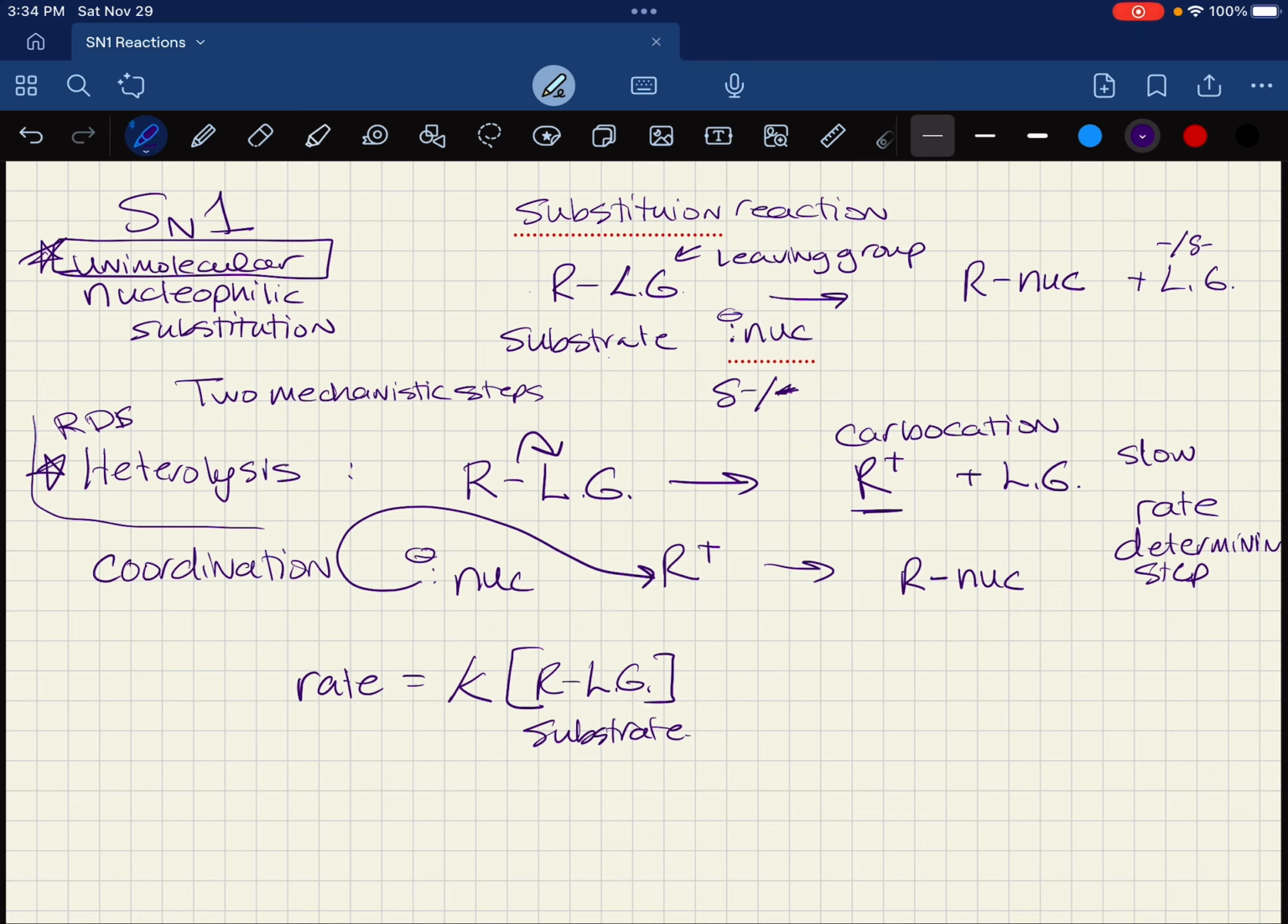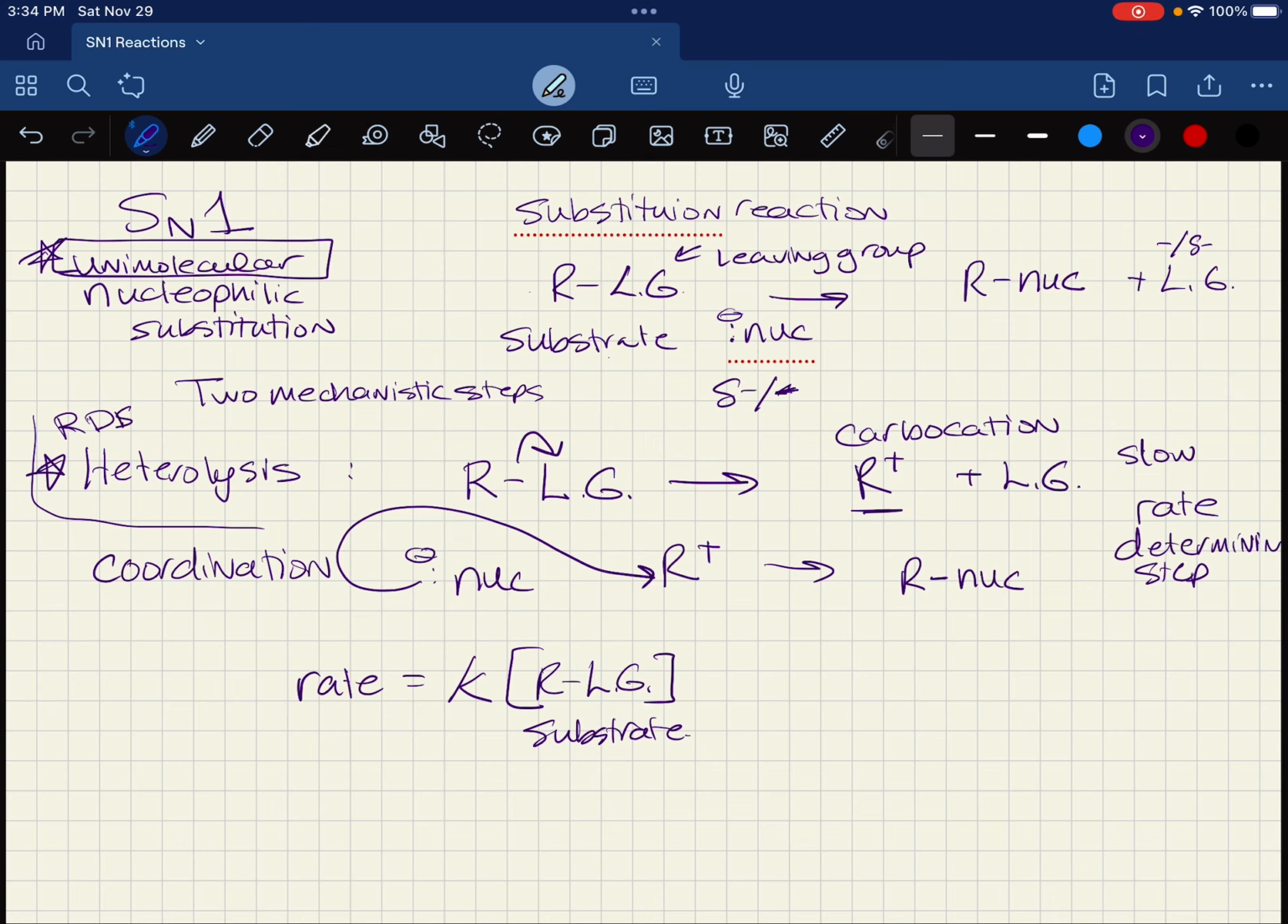So this means you could double the concentration of the nucleophile, or halve the concentration of the nucleophile, and it would not change the rate of the reaction. Only if you change the concentration of the substrate will it change the rate of the reaction.